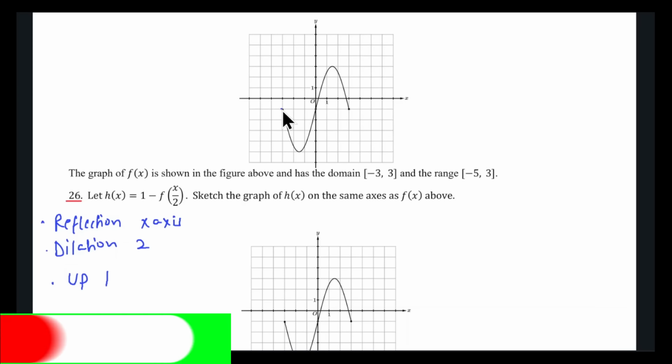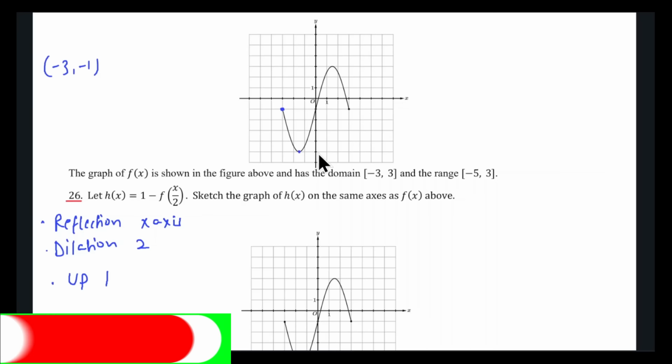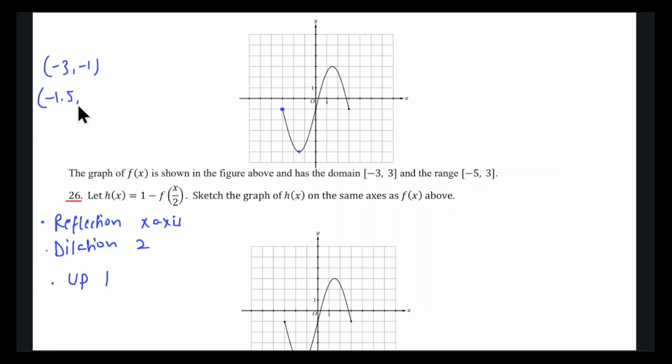So let's write all the points. This is the first point, which is negative 3 comma negative 1. Then this is the bottommost point. It looks like negative 1.5, negative 5 over here. Then probably this point, which is 0 comma negative 1, then probably this point, which is 1.5 comma 3, and then probably this point, which is 3 comma negative 1 over here.